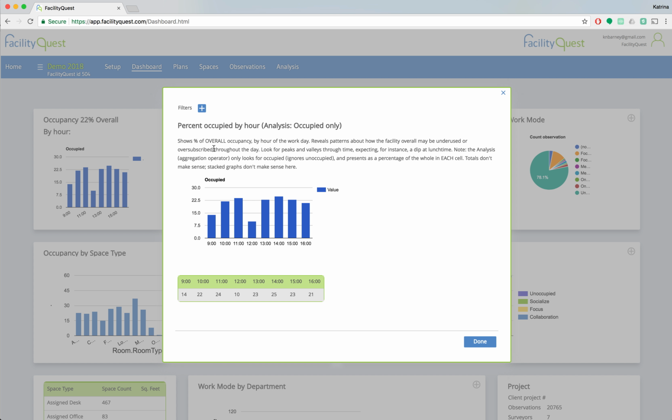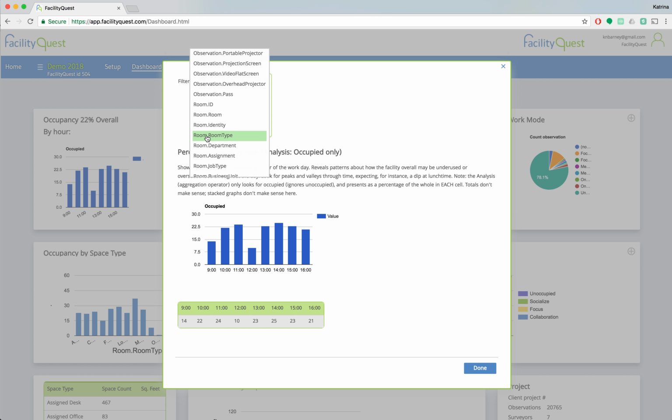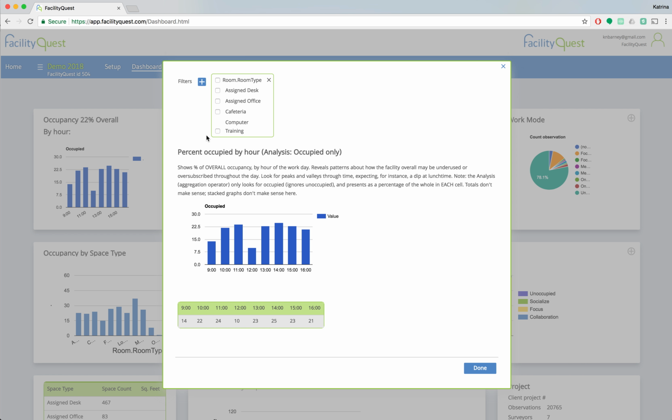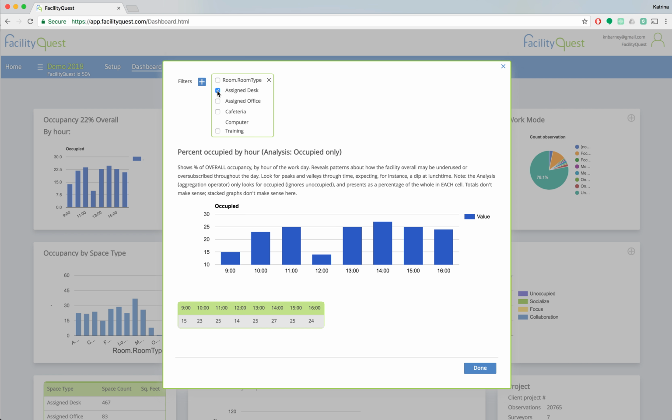Now, this is showing the average occupancy of all spaces that were observed. But if I want to dig in and see this by the different room types, the different spaces, then I can do that. Let's just go ahead and click on Assigned Desk. For the assigned desks, this is showing more or less the same curve and the same average occupancy as we saw in the overall occupancy, which is to be expected in this project since the assigned desks were the majority of the spaces that were observed.